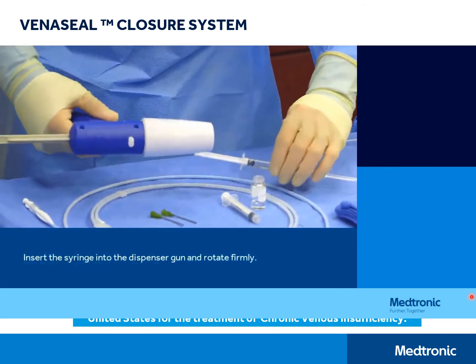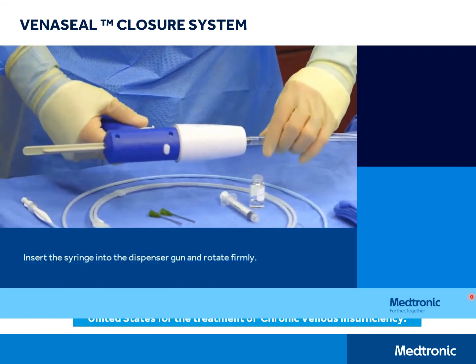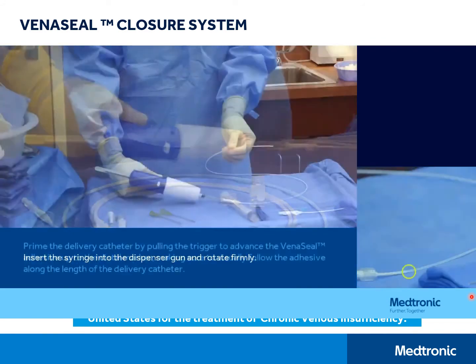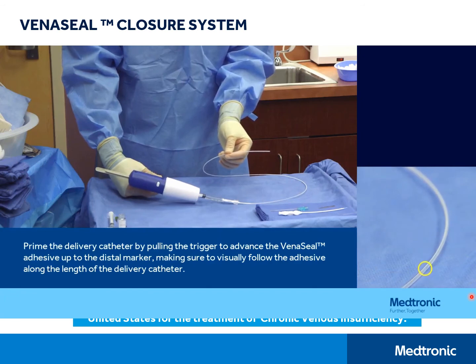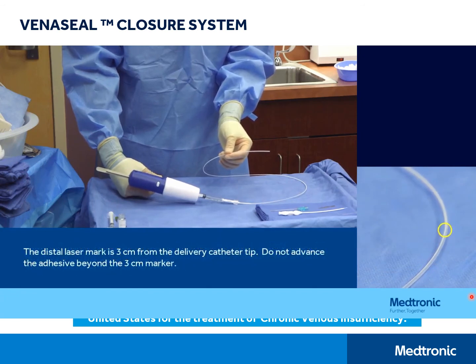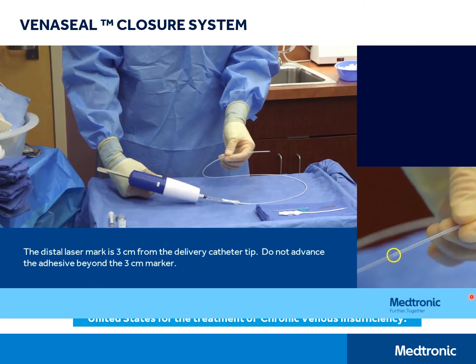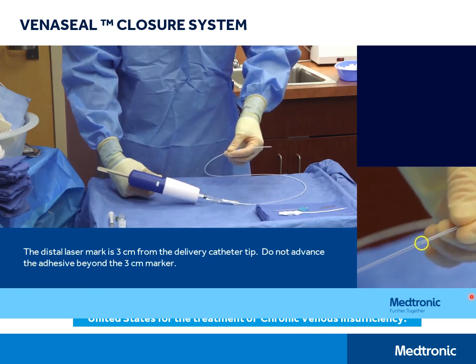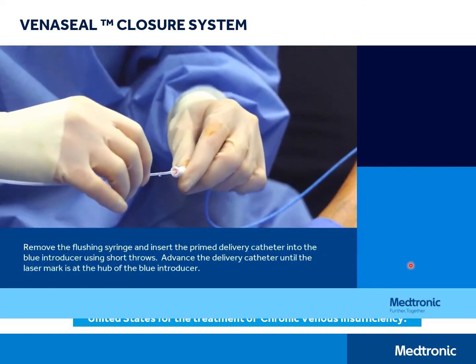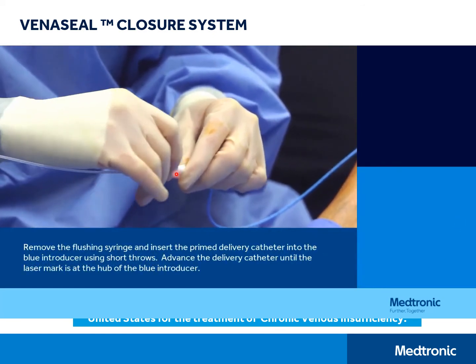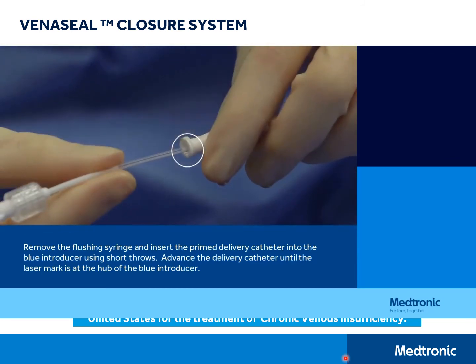take the gun, pull the plunger back, and now load the syringe into the gun. Once you lock the syringe, then do the priming. That means remove the air from the delivery catheter by gradually pushing the glue to the tip of the catheter. Once you have primed up to the tip of the catheter, then put this delivery catheter into the main glue catheter.